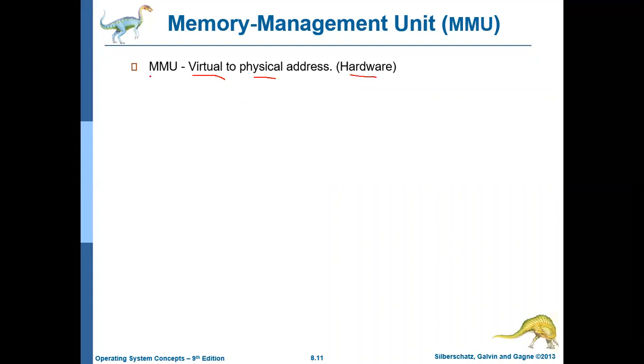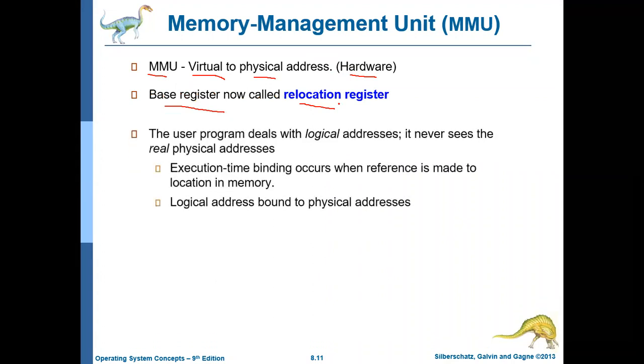There is a hardware unit called the memory management unit which will do this process. For this particular process, the base register will be called the relocation register. For converting a virtual address to a physical address, we use a base register, but in this context, the base register will be called the relocation register. So the user program, as we already mentioned, deals with only logical addresses. It never sees the physical address.